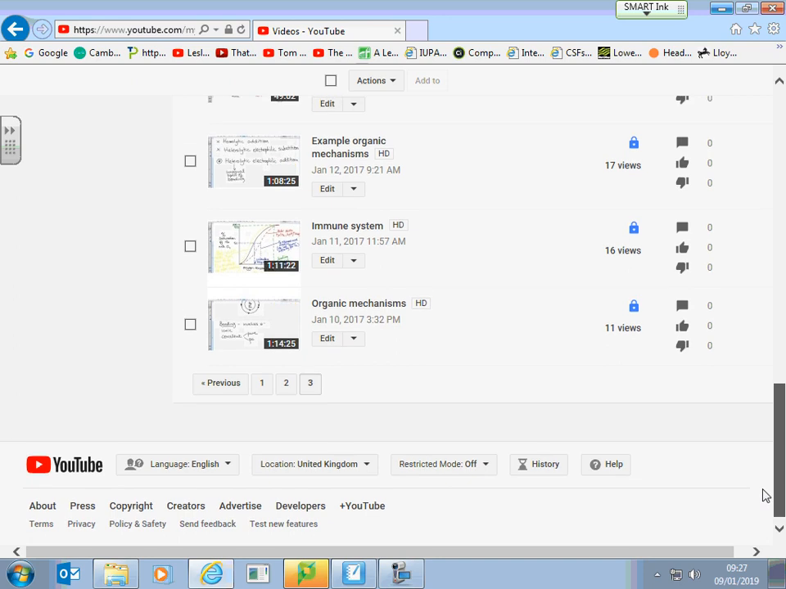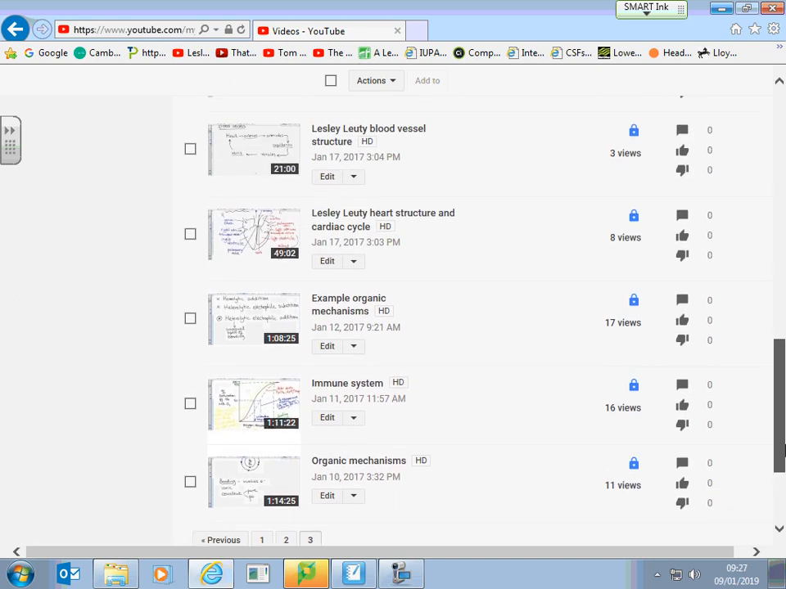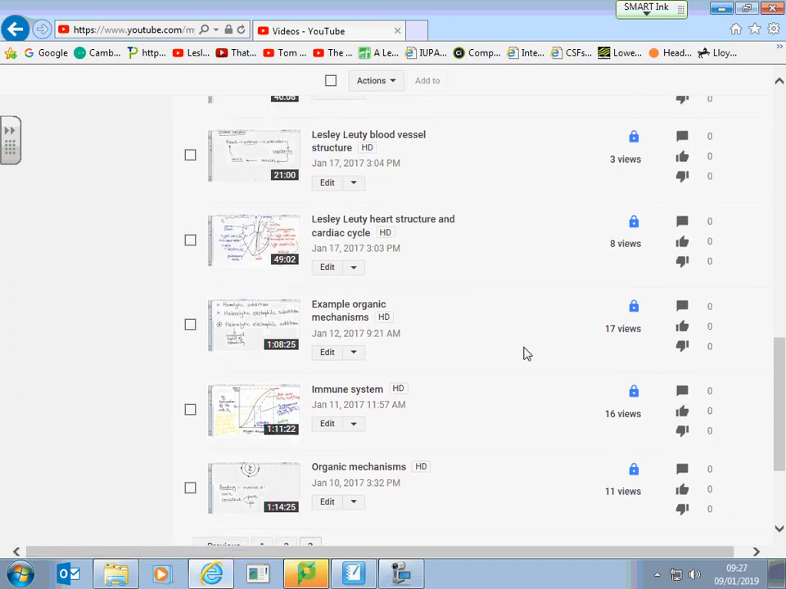Organic mechanisms. I mean, that's what we did Monday. Example organic mechanisms is on there as well, but it doesn't have my name on it, so it's vague. Immune system, although I can see on that immune system one, it's not just the immune system, because that's got an oxyhemoglobin dissociation curve on it as well.